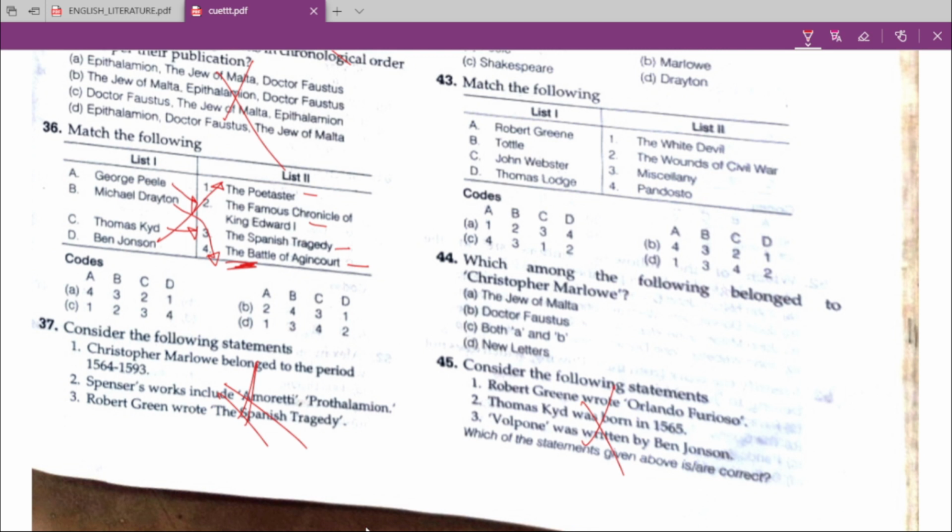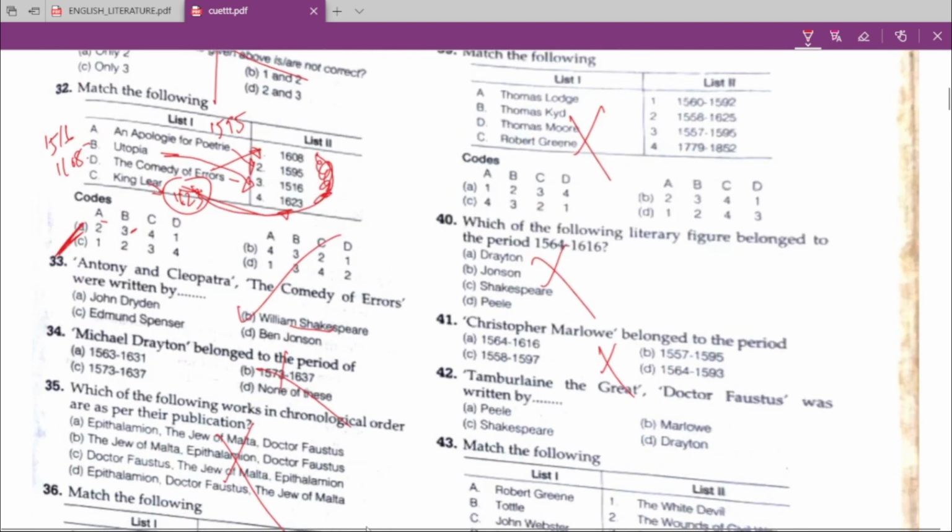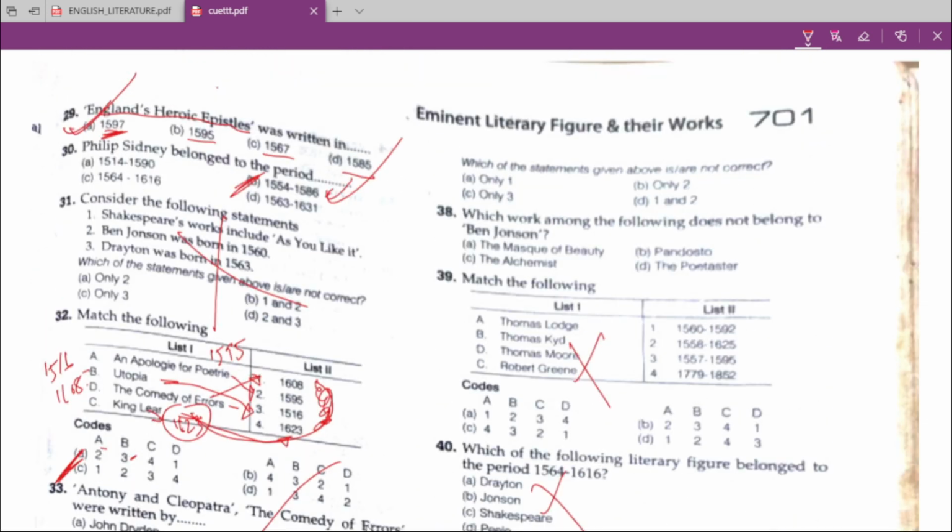Okay, moving on to question number 38. Which work among the following does not belong to Ben Jonson? The Masque of Beauty, The Alchemist, Pandosto, the Poetaster. Poetaster is written by Ben Jonson. The Alchemist and The Masque of Beauty are also written by Ben Jonson. Pandosto was actually written by Robert Greene. So here B is the right option, which does not belong.